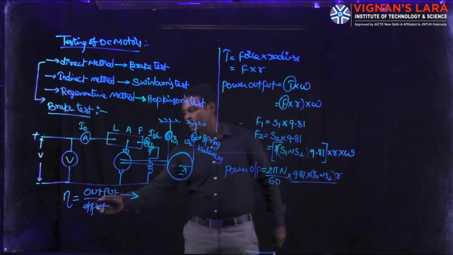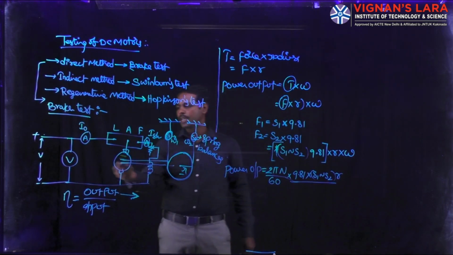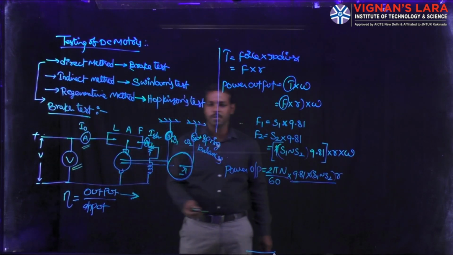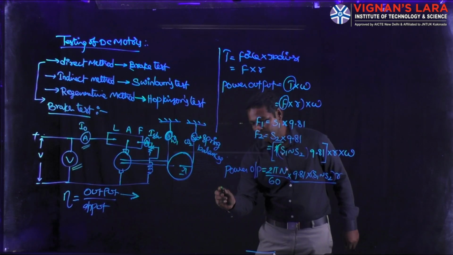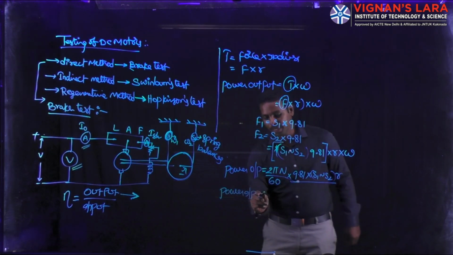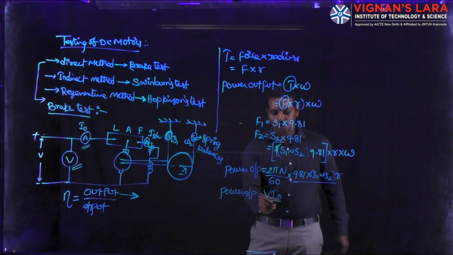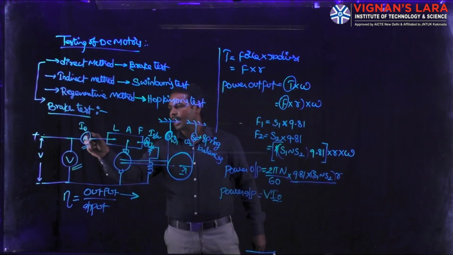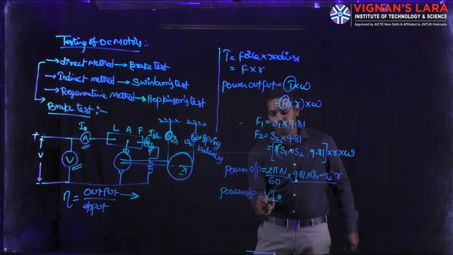So the second one is input. Whatever voltage and current is directly given to the motor is calculated using a voltmeter as well as an ammeter. So power input is equal to V into I naught. V is the supply voltage, and I is the no load current, or when we consider the loaded condition, the current drawn from the supply is I. So which is V into I.